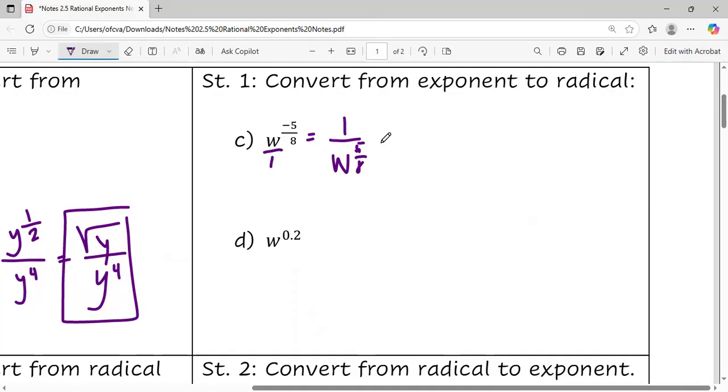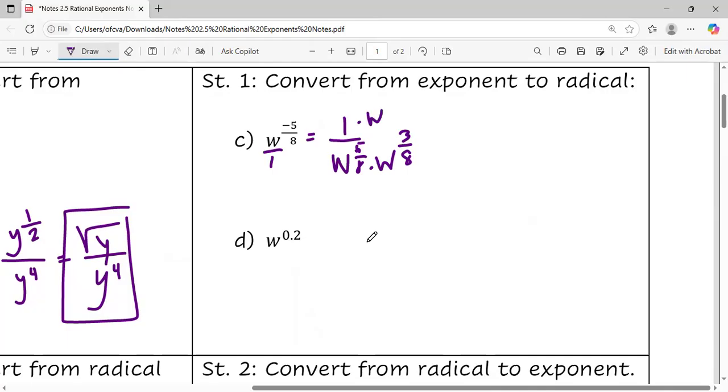Notice I did not flip the 5/8. The negative 5/8 just becomes positive 5/8. And then we have to think in terms of the one we did before. So I need a number divisible by 8 higher than 5. That would be 8. So if I multiply by w to the 3/8, when I add these two fractions, 5/8 and 3/8, I'm going to end up with 8 over 8. So I'm going to lose the whole fraction.